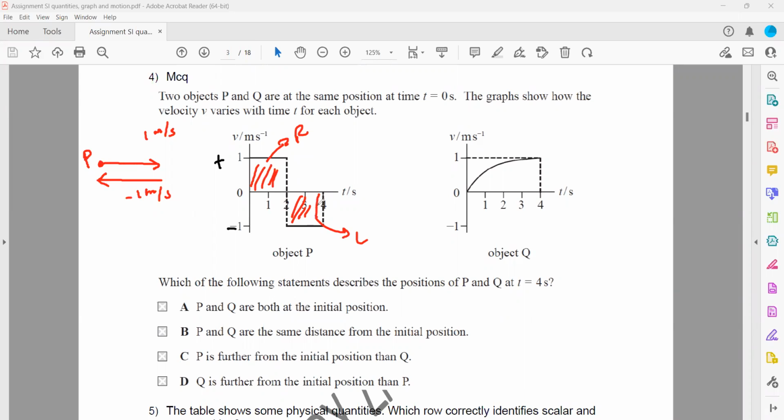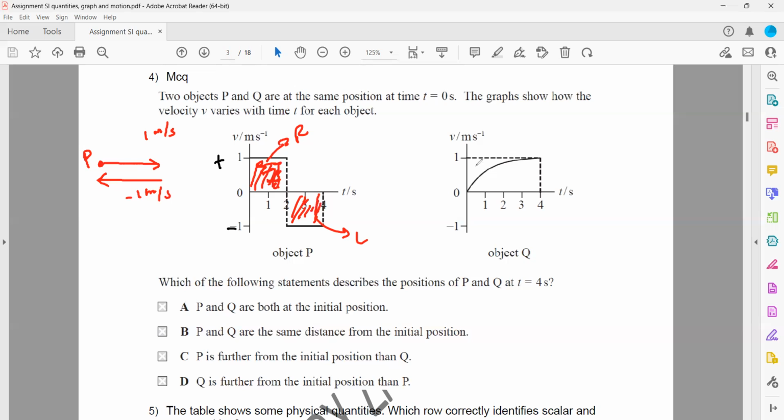And how do we know it returned back to the same starting point? Because the area under the graph, the distance moved when it was moving towards right, is the same as the distance it moved towards left. Both have the same areas. It means that it returned back to the same starting position.